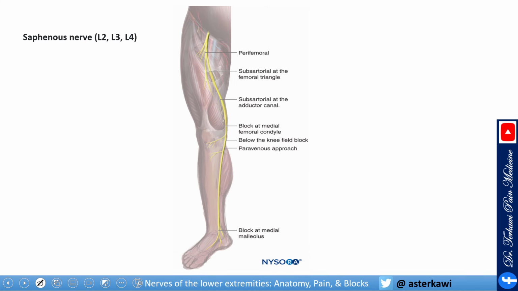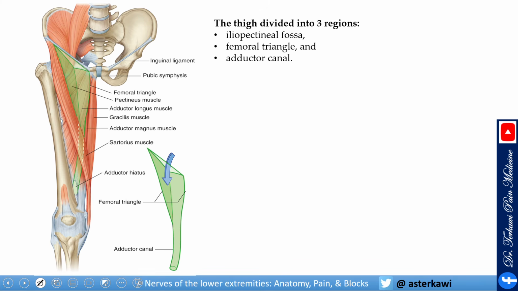Okay, so the saphenous nerve, as we know, if we go back to the origin, it is from L2, 3, 4. It's a branch from the femoral nerve in the femoral triangle. And as you see, you can block this nerve anywhere from the perifemoral area to subsartorial here in the femoral triangle, adductor canal, then block it near the femoral condyle, medial femoral condyle, and here you can block it also around the knee, paravenous below the knee, and around the medial malleolus.